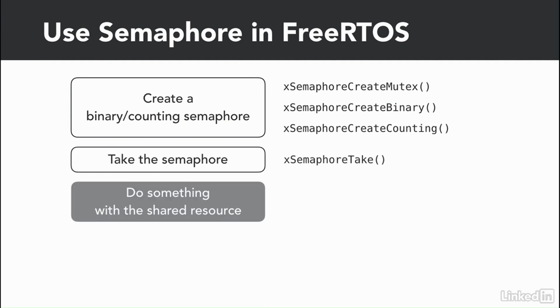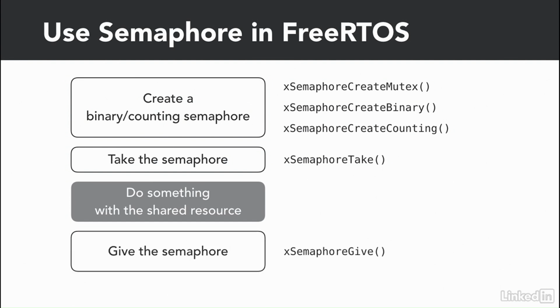Then, we can do something, for example, manipulating the shared resources. After the task is done using the shared resource, you can simply give the semaphore for another task to use. Note that you don't need to give a binary semaphore back. To give a semaphore, we call the API function simply xSemaphoreGive.